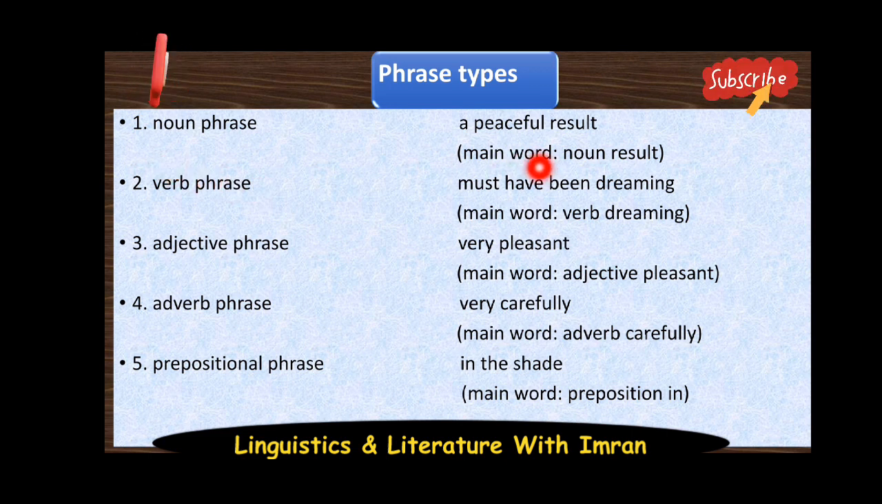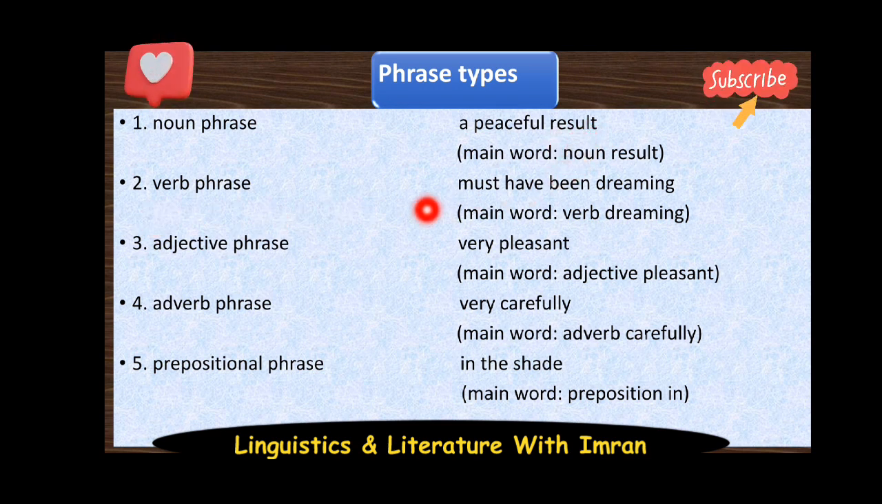So for example, if I say "a peaceful result," you can see that in this phrase the main word or the head word is "result," right? In every phrase, we will have a main word and the rest of the elements. The main word, or the head word, is what forms a phrase. So "a peaceful result" is a noun phrase because the main word here is "result."